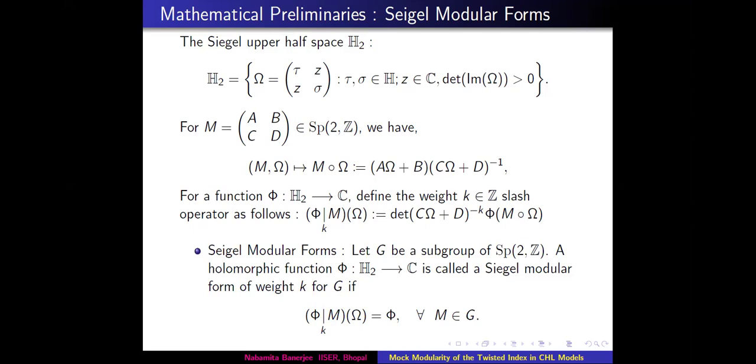So let G be any subgroup of Sp2Z. So a holomorphic function is called a Siegel modular form of weight K for G if this is true. Okay. So what remains to understand, or what remains to find, is what this G is. So it need not be, I mean, it is definitely not the entire group, right? So we need to find a subgroup under which this property is holding. Then under that group, it's a Siegel modular form. Is this point clear? That is a little non-trivial.